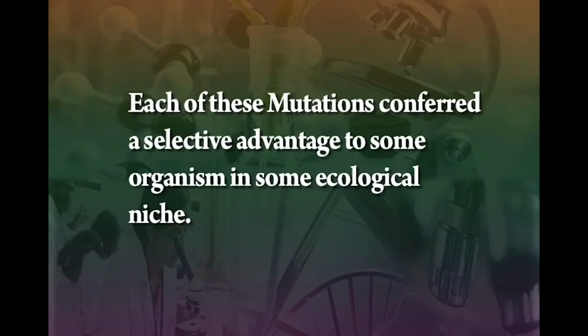The remarkable similarity of metabolic pathways and gene sequences in organisms across the phyla argues strongly that modern organisms share a common evolutionary progenitor and were derived from it by a small series of changes which are now known as mutations. Each of these mutations conferred a selective advantage to some organism in some ecological niche.